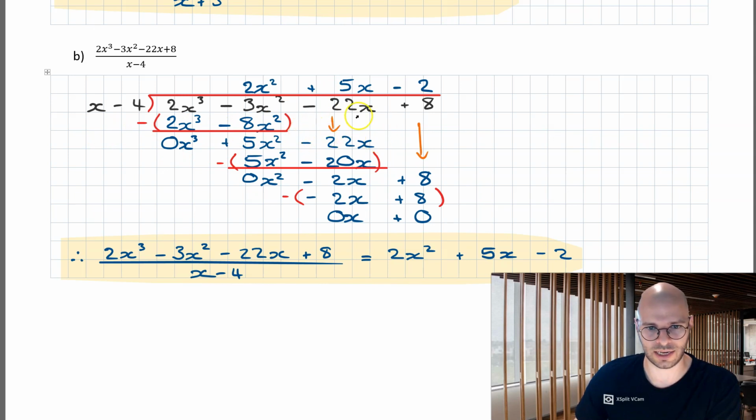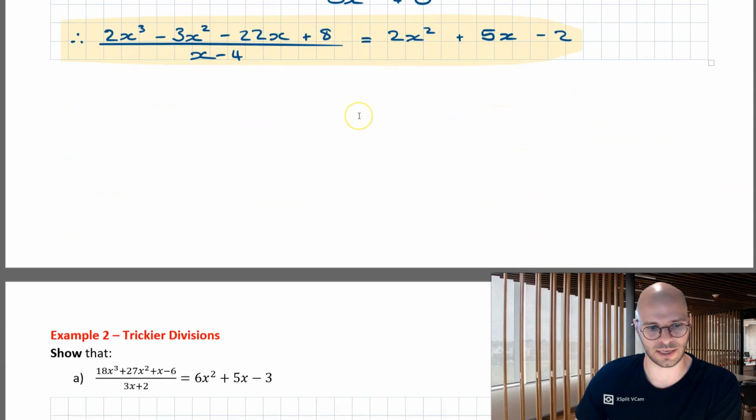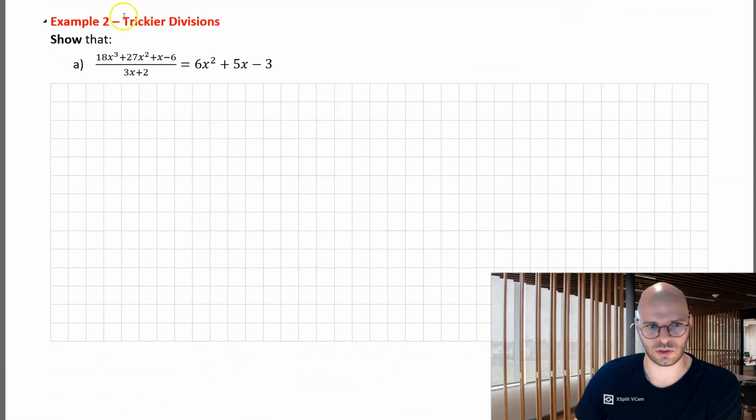Alright, let's have a look at the final sort of question that you get in this course. Example 2, we are to show that. Rather than simplify, we're doing show. So what this looks like is you have an expression on the left and you have to show that the expression on the left looks like the expression on the right.